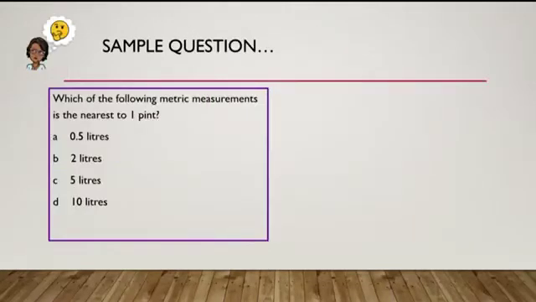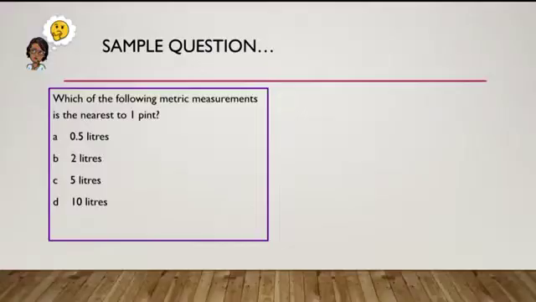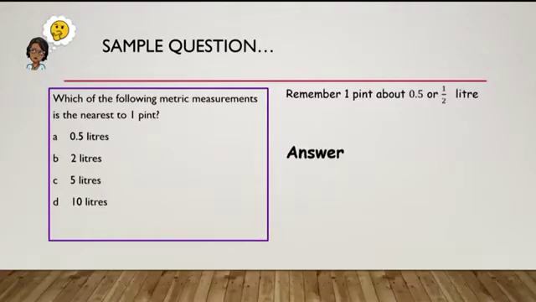All right, here are some sample questions. Which of the following metric measurements is nearest to 1 pint? Have you seen your answer? Let's work that out. Remember that 1 pint is about half of a liter. So then, which answer is it? The answer is A. All right.